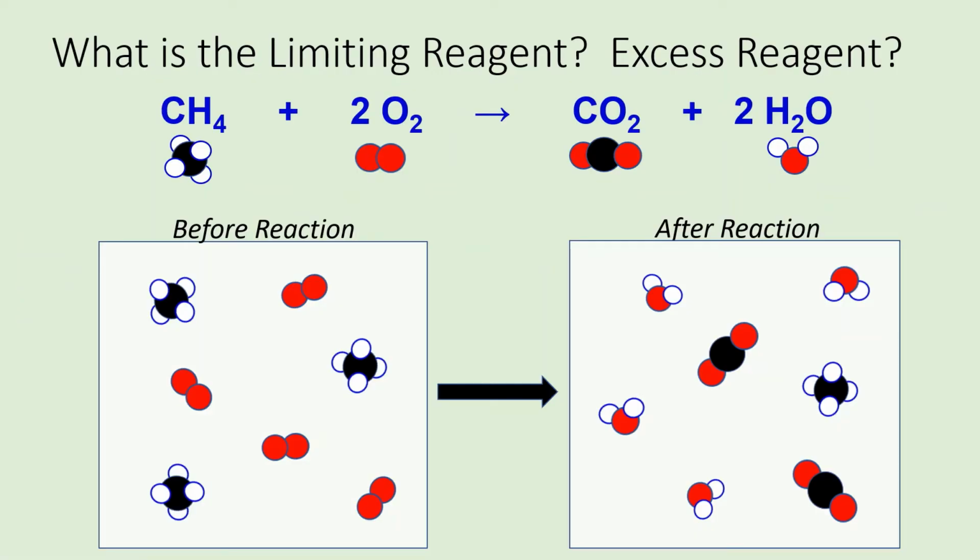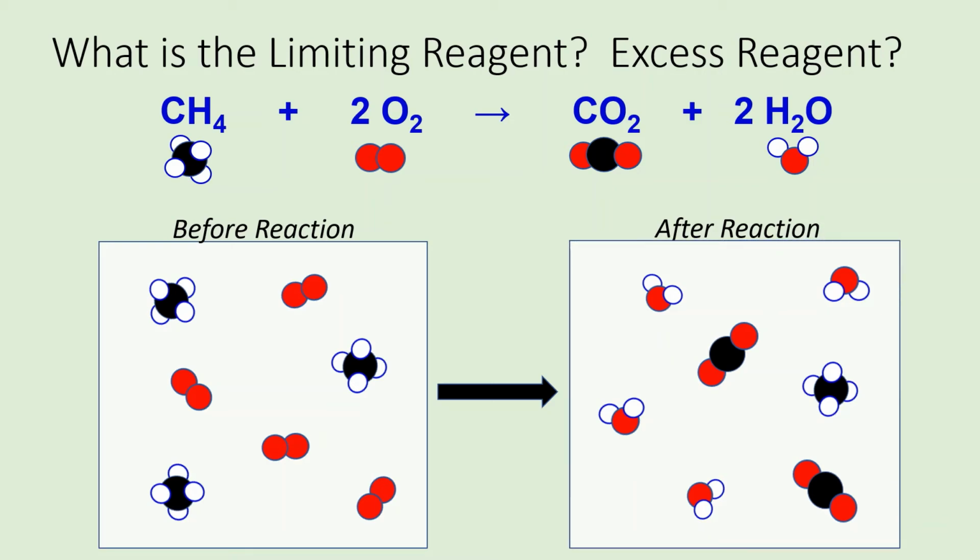Now let's apply this to an actual chemical reaction. We have methane or CH4 reacting with oxygen gas or O2 molecules to make carbon dioxide and water. On the left, we have the molecules that are present before the reaction. And on the right-hand side, we can see the molecules that are present once the reaction has stopped.